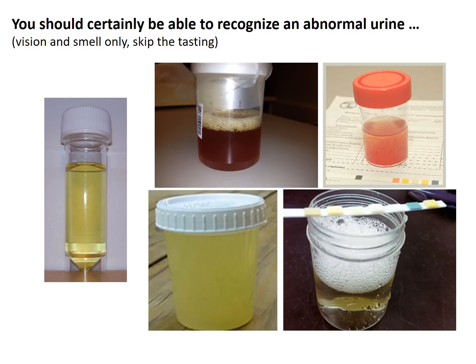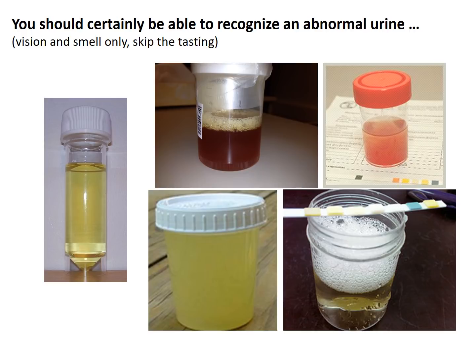Definitely everyone should be able to recognize an abnormal urine just by sight alone, right? You can use vision and smell, skip the tasting. We don't need to be tasting urine for glucosuria to determine if somebody has sugar in their urine. That can easily be done through a dipstick. So normal urine, we all know what it looks like, should look very clear, depending on how much bilirubin and urobilinogen is in there and how dilute the urine is. It may look more clear like water as opposed to yellow.